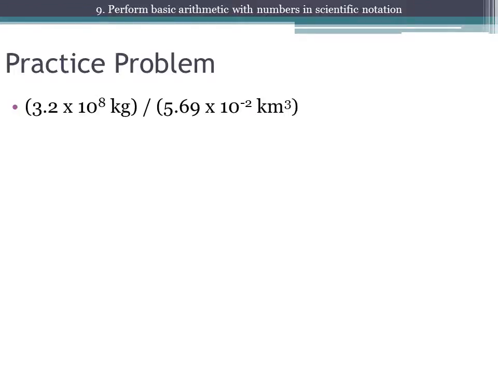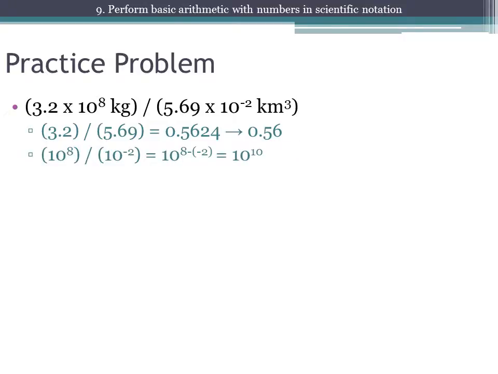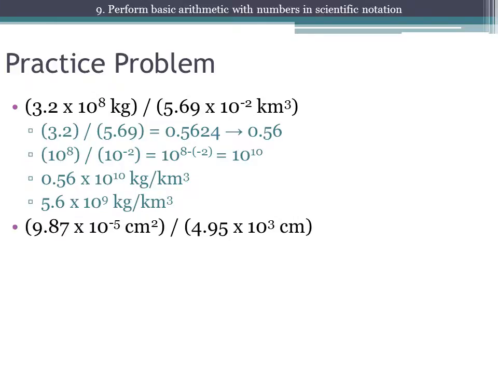Again, some practice. Pause the video, try them yourself. First one, division here. We're going to divide the mantissas. After rounding for sig figs, that should give you 0.56, 2 sig figs there. Then we'll take care of the exponents. We have 10 to the 8th divided by 10 to the negative second. So 8 minus a negative 2 is a positive 10. So 10 to the 10th. That gives you an answer of 0.56 times 10 to the 10th kilograms per kilometer cubed. Need to move that decimal over one place. So the final answer is 5.6 times 10 to the 9th kilograms per kilometer cubed.